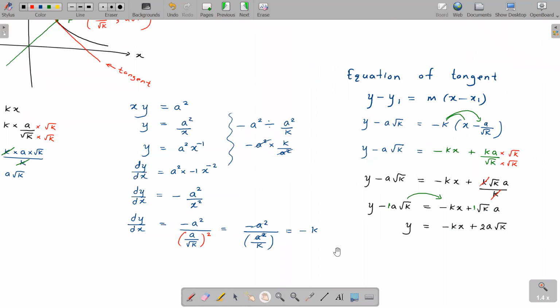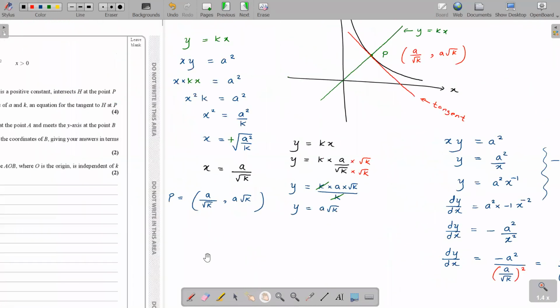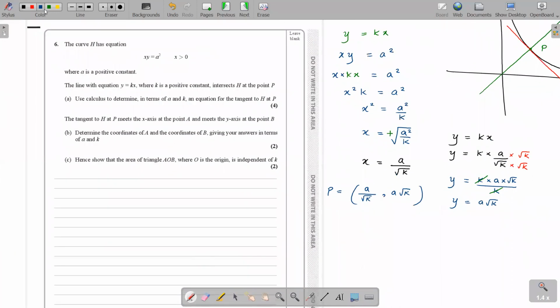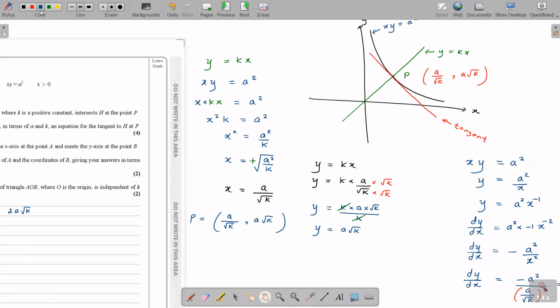This is exactly what we found, right? So basically, this equation y equals minus kx plus 2a root k is the equation of our tangent. Now they say this equation of the tangent meets the x-axis at the point A. If I refer to my diagram, this is the point A. Do you see it on the diagram?